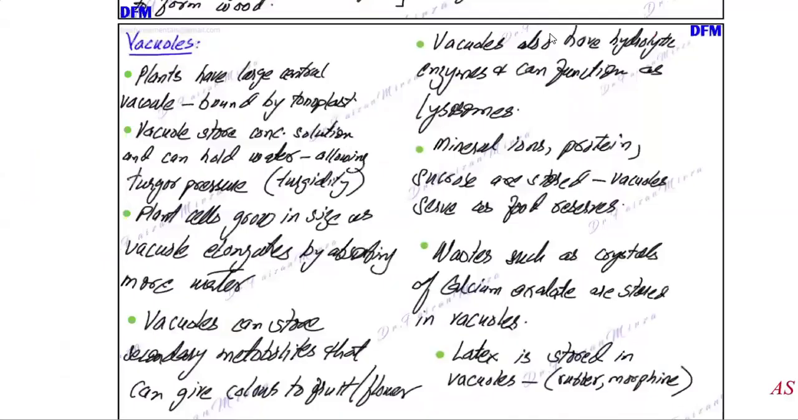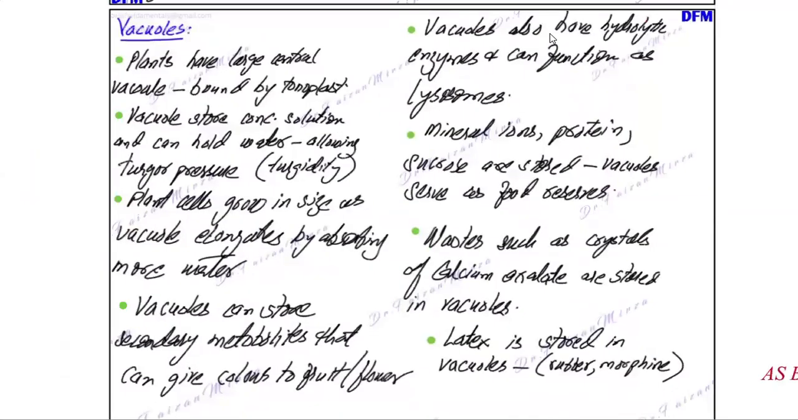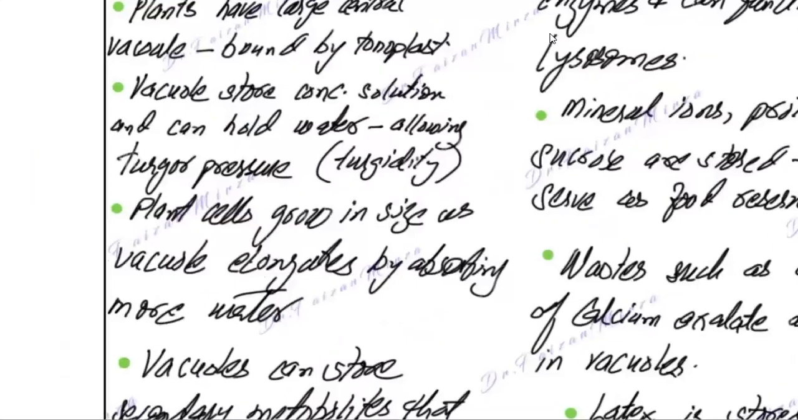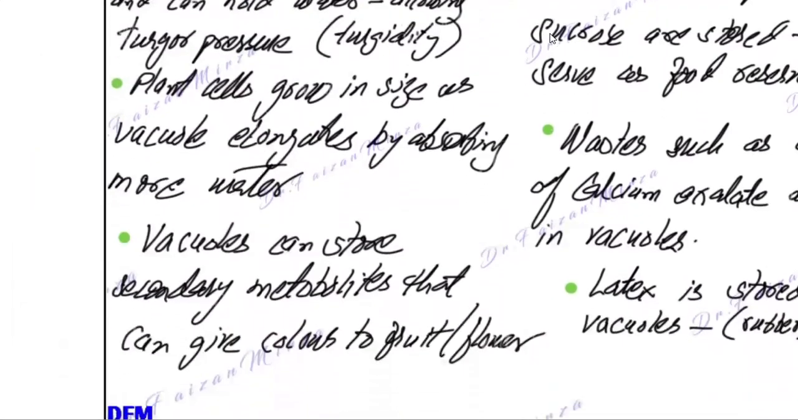So let's move on to vacuoles. In plants, there is a large central vacuole bound by the tonoplast. Vacuoles contain a concentrated sucrose solution and other compounds stored as well. Turgor pressure builds up and it allows the plants to grow in size. As the cell elongates by absorbing more water, the cell elongates as well.